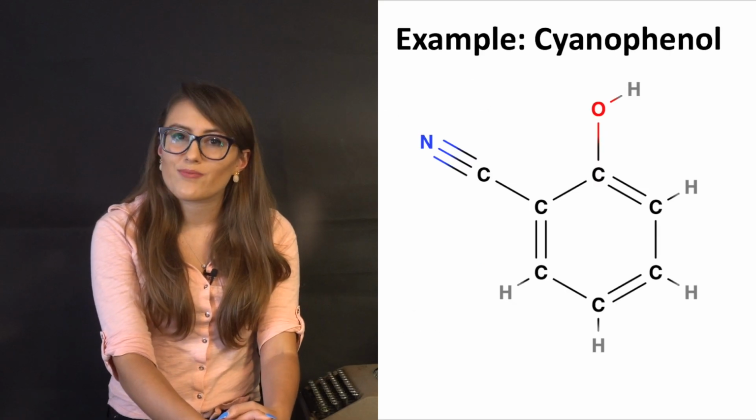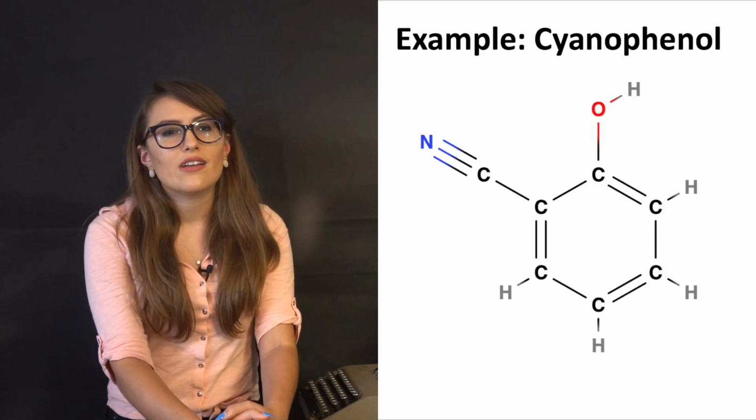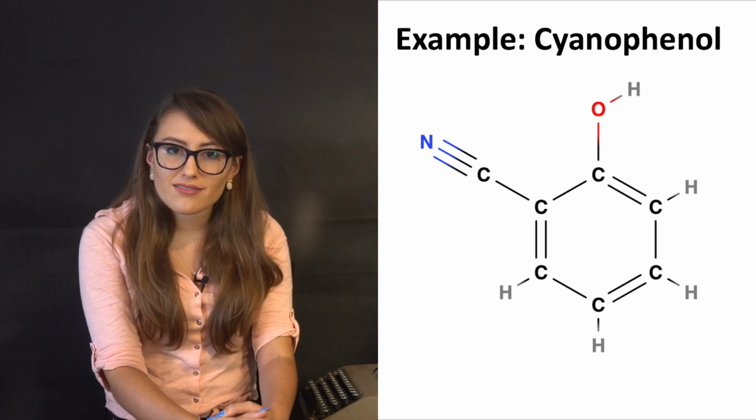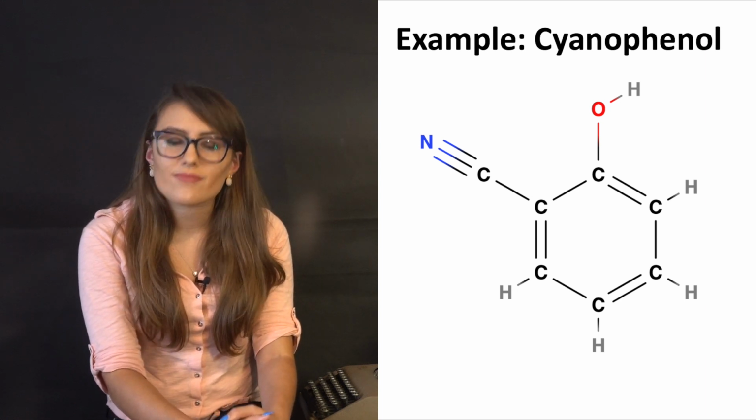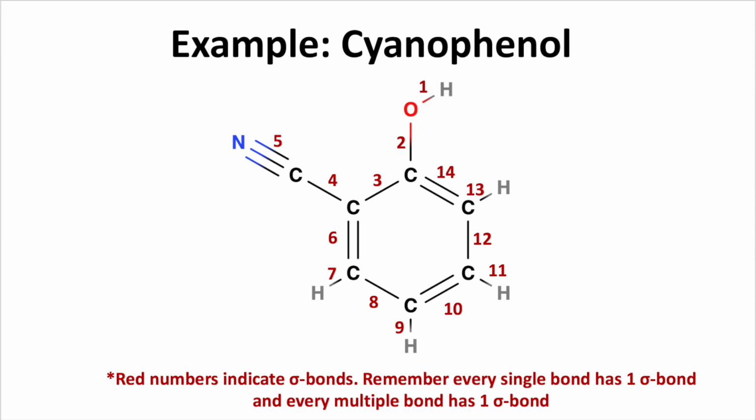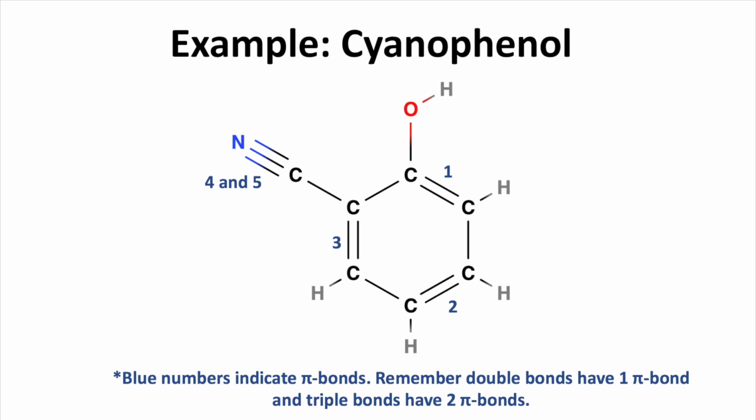Let's try another example. Here we can see the structure for cyanophenol. How many sigma bonds does this molecule contain? How many pi bonds? If we look closely at the structure, we can see there are 14 sigma bonds and 5 pi bonds. Remember that double bonds contain 1 sigma and 1 pi bond, while triple bonds contain 1 sigma and 2 pi bonds.